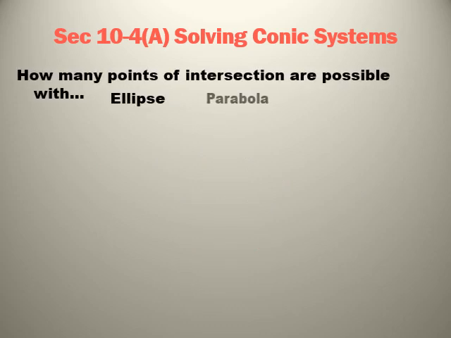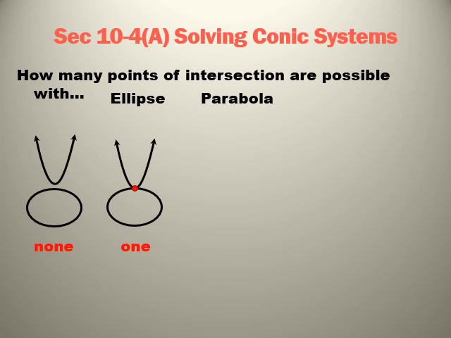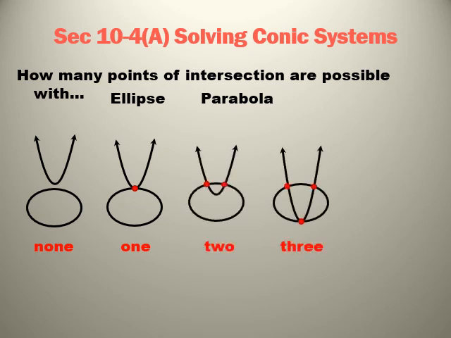All right, what about an ellipse and a parabola? Could you have none? Sure. I've drawn it like this. The ellipse could be totally inside the parabola and not intersecting it as well. So the two graphs don't intersect. They could intersect once. They could intersect twice. They could intersect 3 times, or they can intersect 4 times. So knowing that you could have 4 or you could have less than 4 is important when you're solving these.